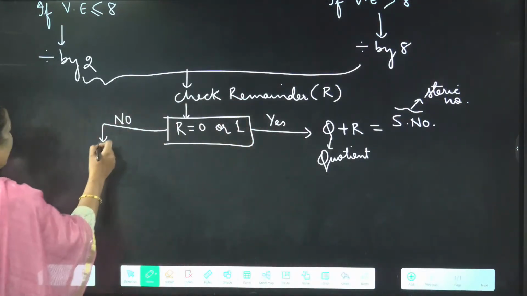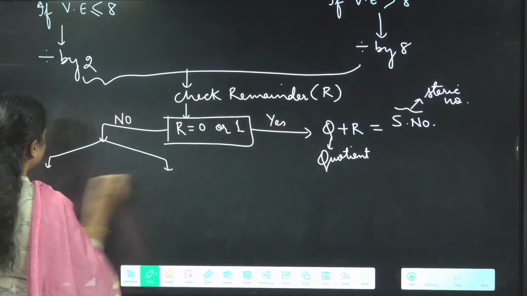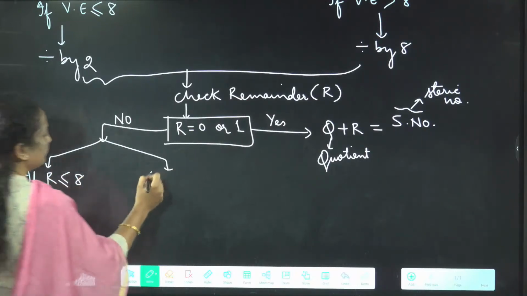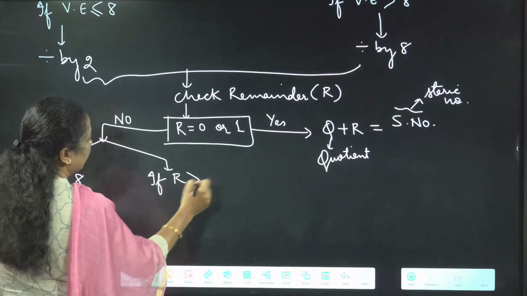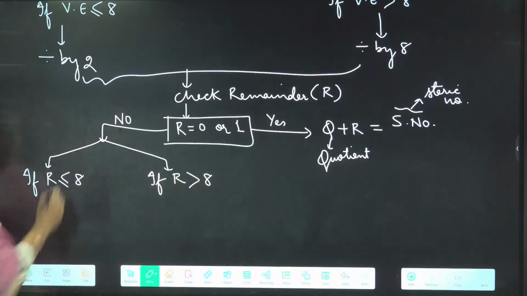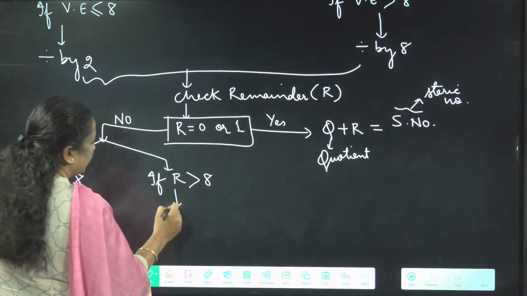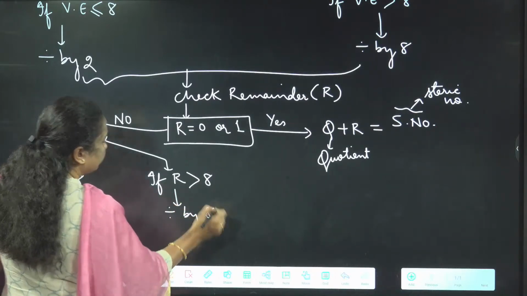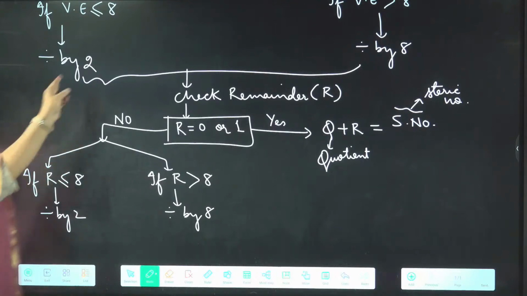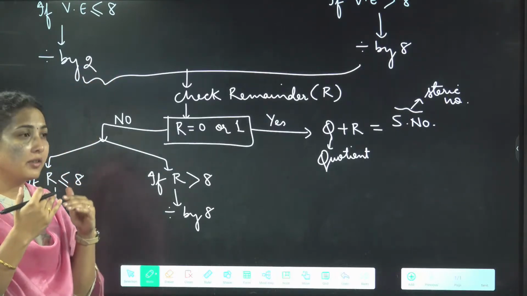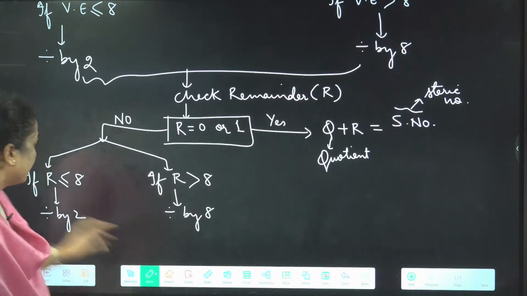Now, if it is no, then we need to check if the remainder is less than or equal to 8, or if the remainder is greater than 8. If this is less than or equal to 8, divide by 2. If this is greater than 8, divide by 8. Getting it? It is the same thing. Earlier we were dividing the valence electrons, now we are dividing this particular remainder, right?